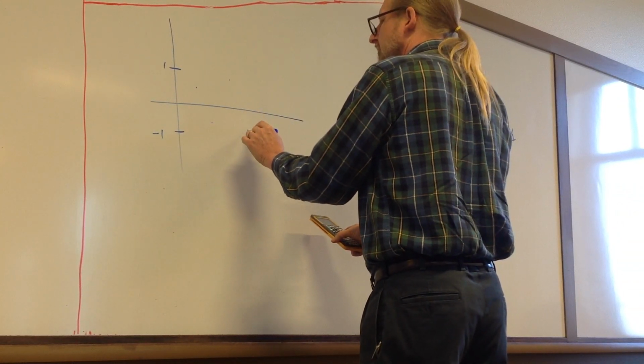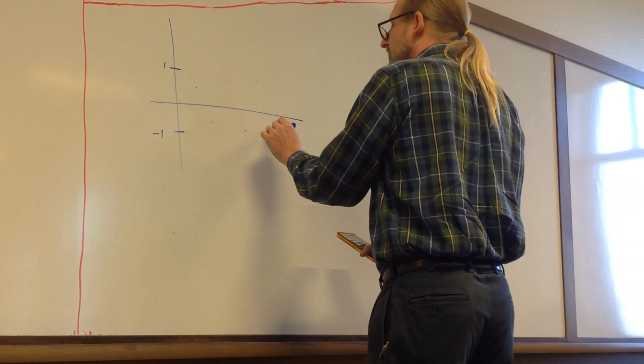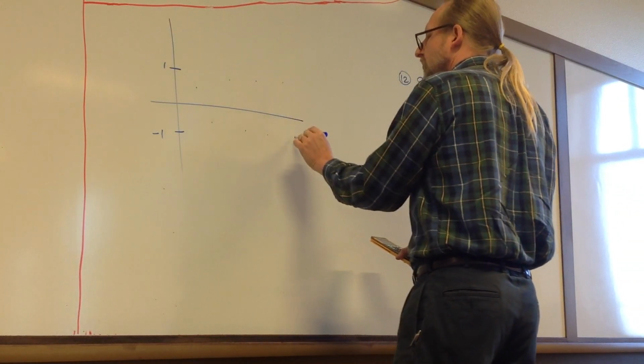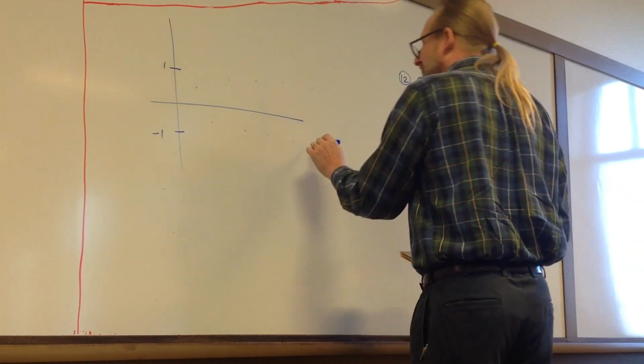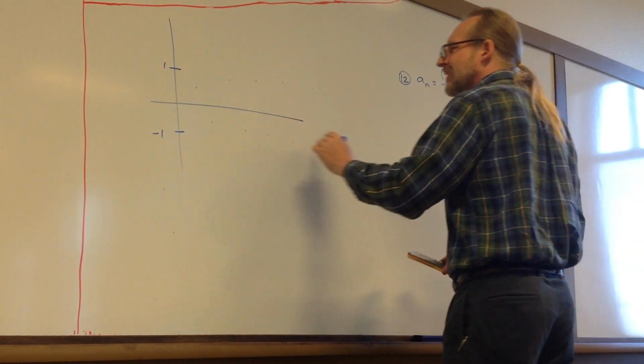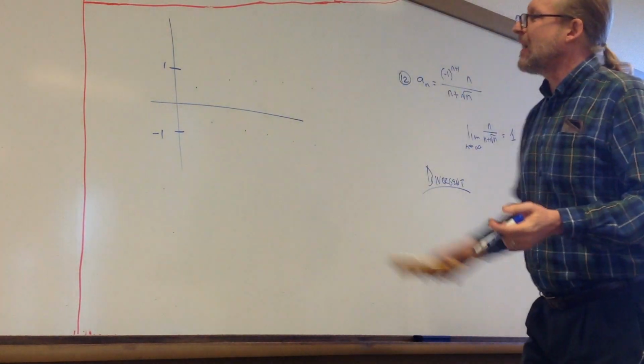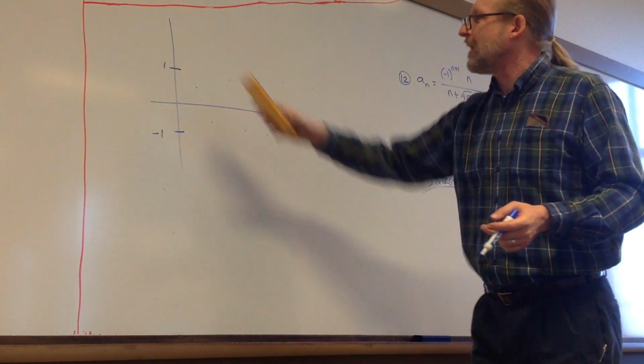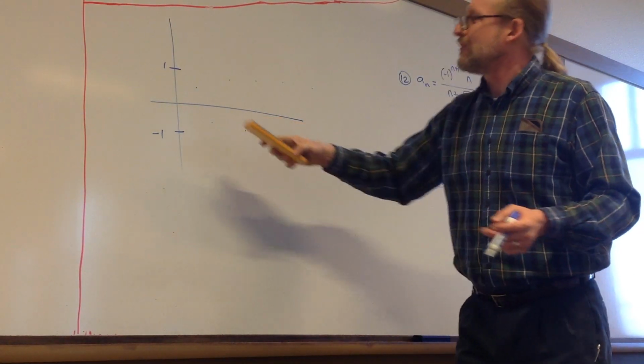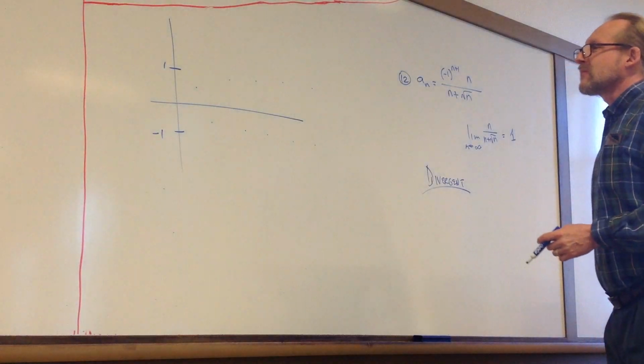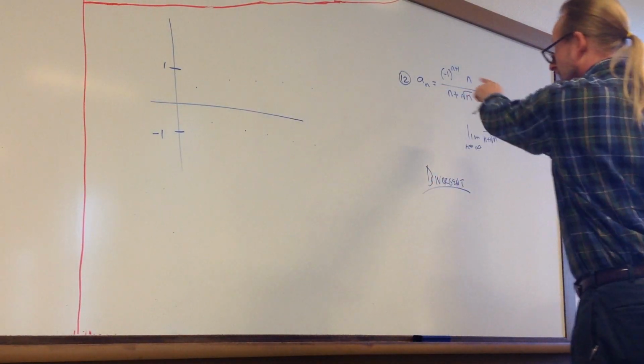0.63, -0.66. And what's going to happen is that the positive ones are going to approach +1, and the negative ones are going to approach -1. The positive values approach +1, the negative values approach -1. There we go. Okay? So that's what's going on with this one.